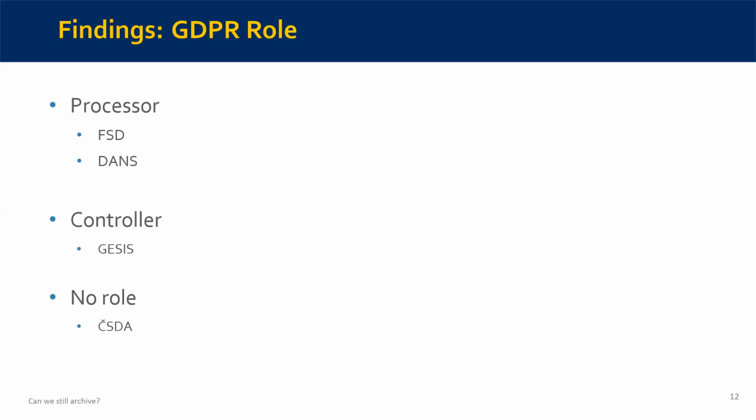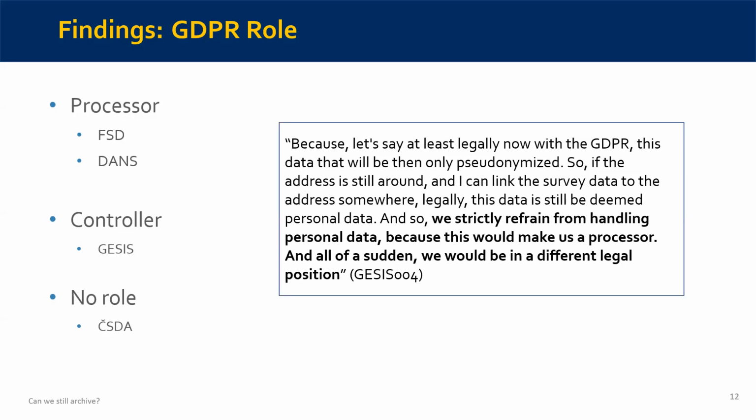IASSIST was the only archive to decide to be the controller for the research data in its 2 archives, the data archive and the self-archiving Datorium. And this decision was because IASSIST staff did not want to be the processor and be responsible for correcting errors in the data. And as one of the IASSIST interviewees described it, they refrained from handling personal data because that would make us a processor and they would be in a different legal position.